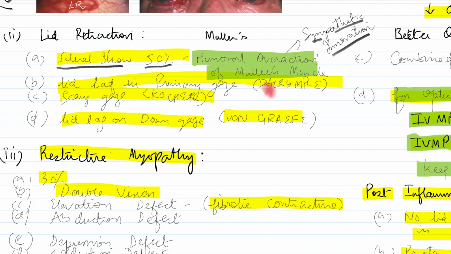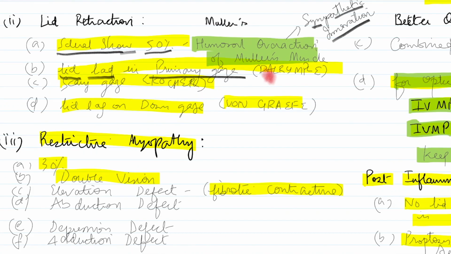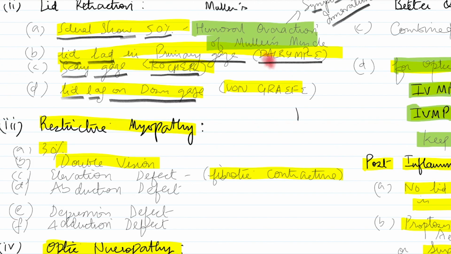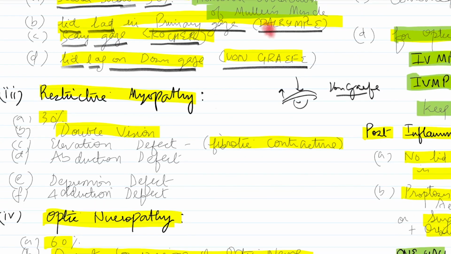Then you have a lid lag in primary gaze, which is called the Dalrymple sign. Then you have a scary gaze. You look at the patient and he has a very wide-eyed gaze, and it generally looks a little bit scary. So this is known as the Kocher's gaze. Then there is a lid lag on down gaze. So when the person is looking down, the lid is pulled up. This is known as the von Graefe sign. So these are some of the cardinal signs that are generally associated with thyroid eye disease in ophthalmology.